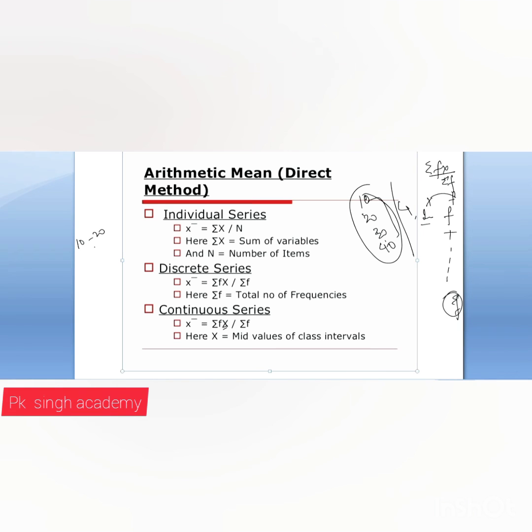Continuous series. Here x means the mid value. Like 10, 20, 20, 30. For 10, 20 the frequency is 10, here 15. So what we will do is Fm, where m is the mid value. So 10 plus 20 divided by 2, so what will it be? 15. So 15 is the mid value. We calculate all the mid values of the class intervals, multiply with the frequency, and divide by the summation of frequency. Fine. This was the direct method.